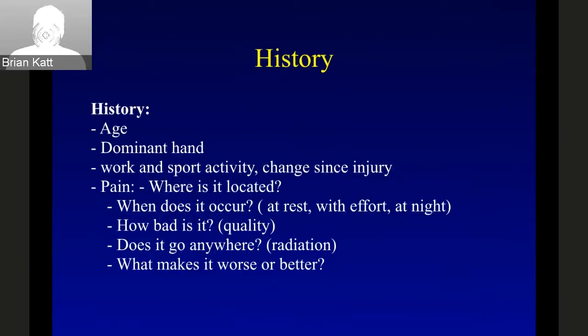So the history that I would take in the office, we look at the age, and the age is going to split as to what kind of pathology is happening. Is it their dominant side? Is it a work or a sport activity? Where, when, how bad is it? Does it radiate down? Because usually nerve pain is the pain that travels down, and what makes it worse or better.